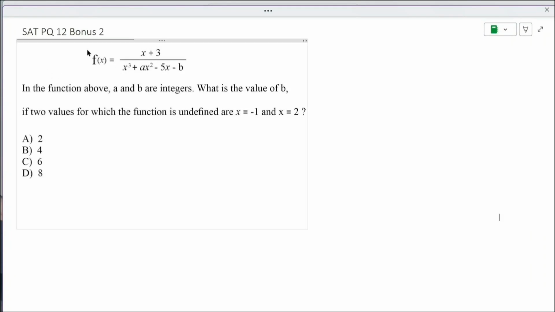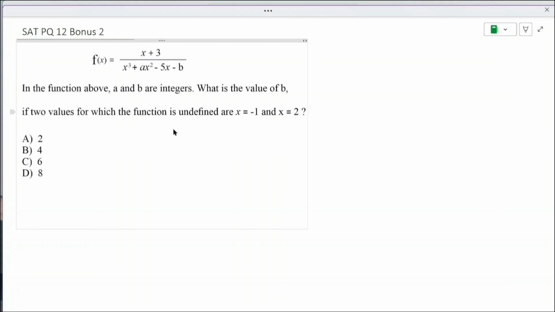We have this second bonus question to question 12. f of x equals x plus 3 over x to the power of 3 plus ax squared minus 5x minus b. In the function above, a and b are integers, that is, they are not fractions or decimals. What is the value of b if two values for which the function is undefined are x equals -1 and x equals 2?